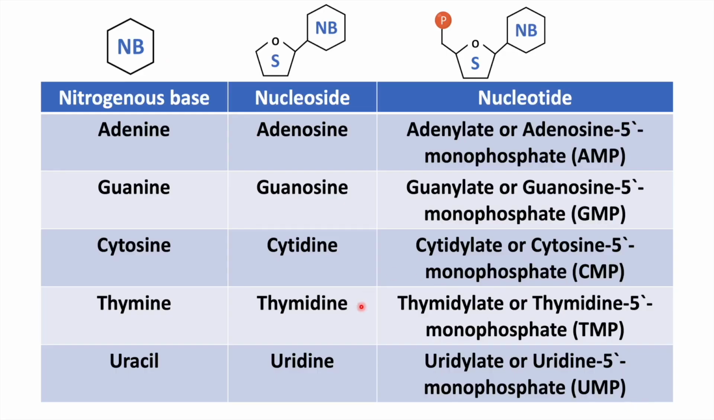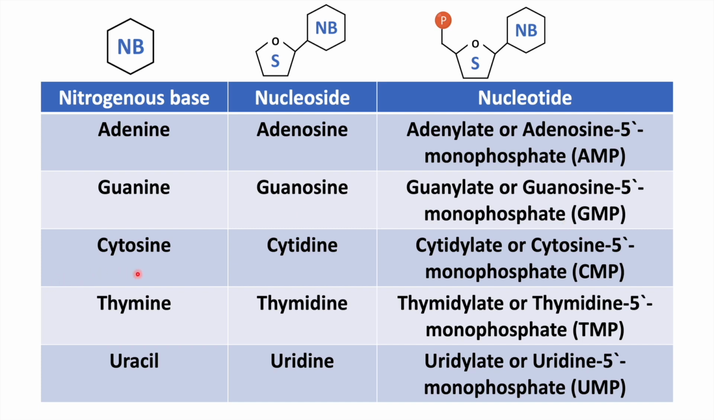And just to quickly revise, there are different forms of nitrogenous base which we already saw. Adenine, and when the sugar molecule is attached to the nitrogenous base, it becomes a nucleoside, that is adenosine. And when the phosphate group is attached to the nucleoside, it becomes a nucleotide, that is adenylate or adenosine monophosphate. For guanine, when the sugar molecule is attached, it becomes guanosine, and when the phosphate group is attached to guanosine, it becomes guanylate or guanosine monophosphate.